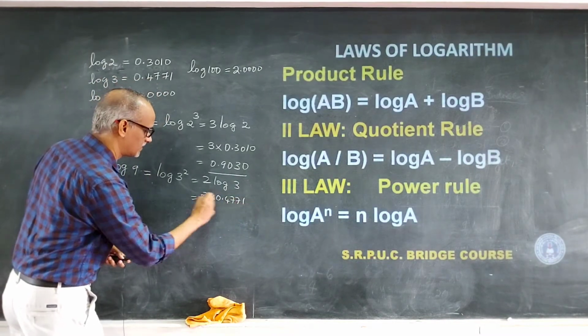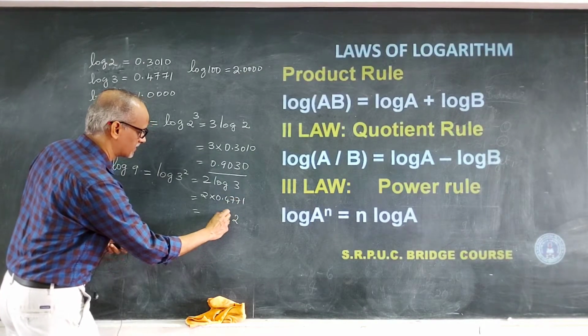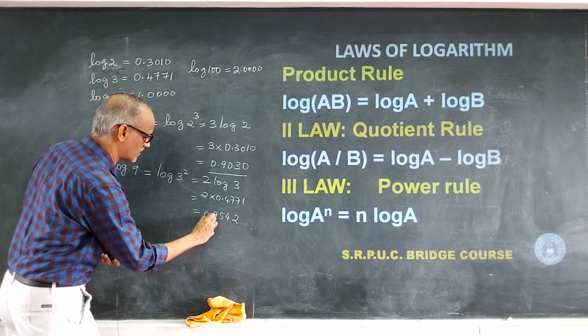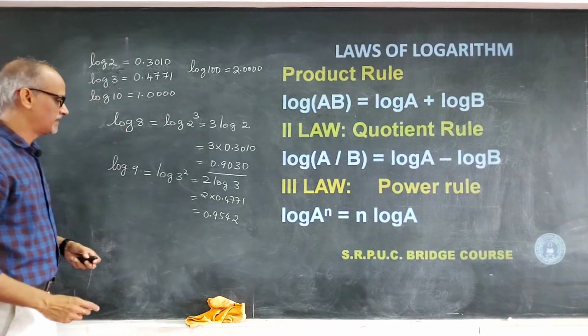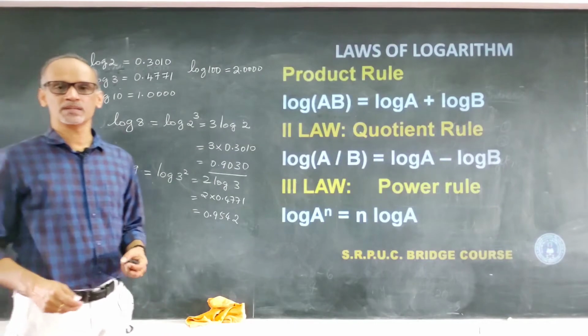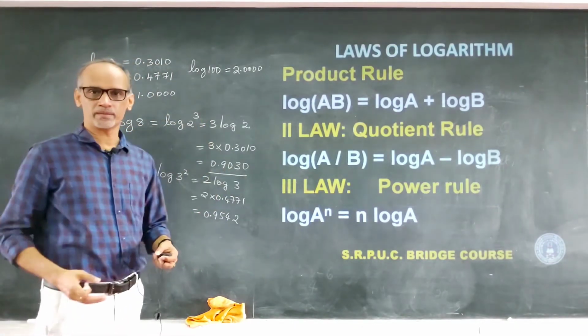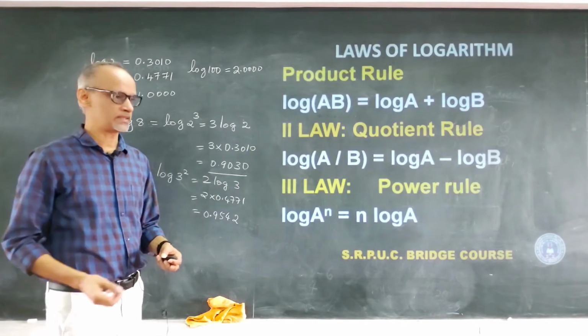So multiply here. So 2 ones are 2, then 14, then we get 15, then we get 9. So 0.9542 is the log of number 9. So these are the applications of the laws of logarithms in finding other logs.